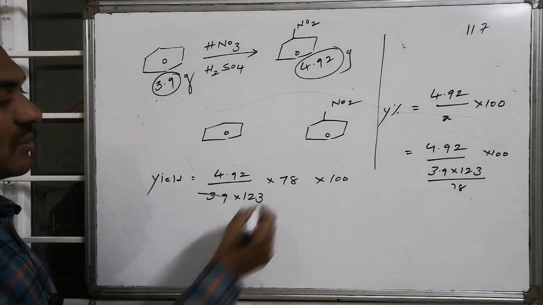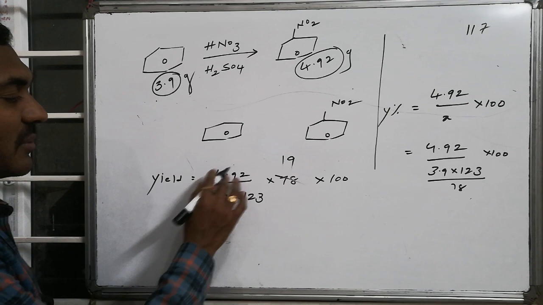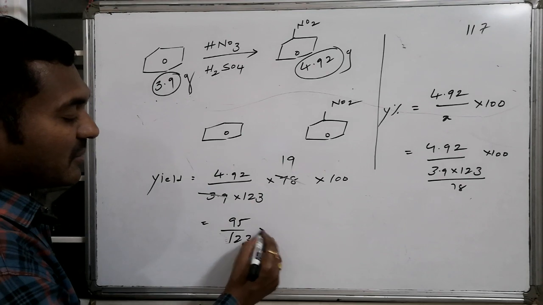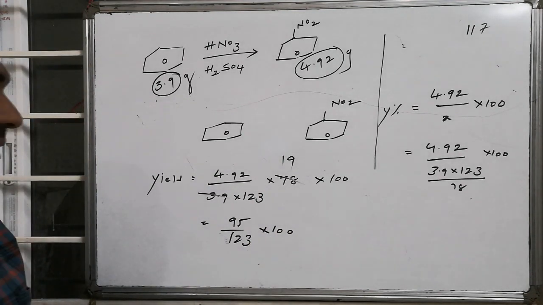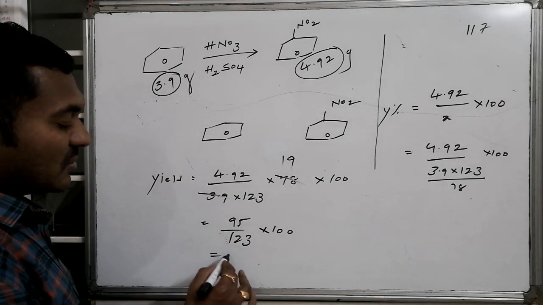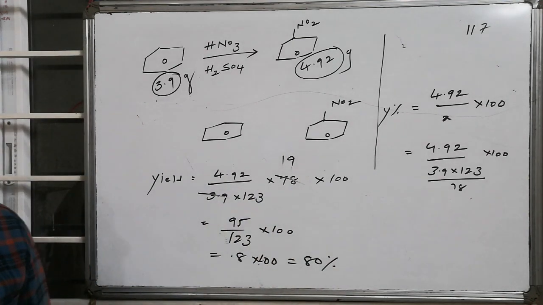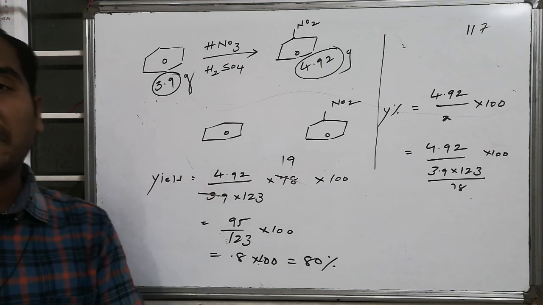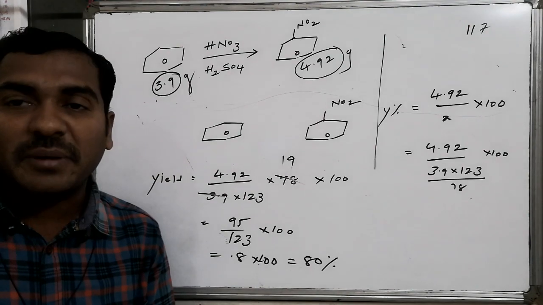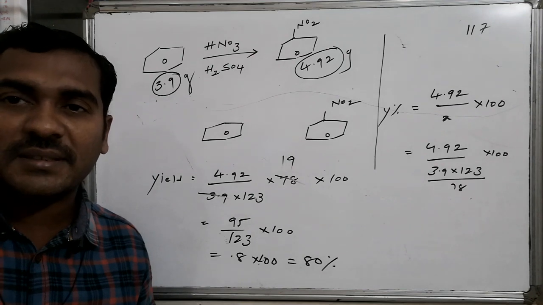This is approximately 4.9, so 4 ones followed by 4 nines, approximately 19 times, and I am taking it as approximately 5. 5 into 19, 95 by 123 into 100. Whereas 95 by 123 is approximately 0.8, since 12 eights are 96. So 0.8 into 100 reaches how much? 80% yield is obtained. If 3.9 grams produces 4.92 grams of nitrobenzene, then the corresponding yield becomes approximately 80 percent.